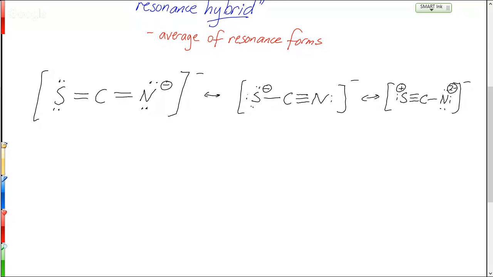Anytime you have a greater than 1 formal charge, either plus or minus, that's a good sign that that's not a great resonance form. So what this tells us is if we want to get a picture of the overall structure of the thiocyanate ion, we would say, all right, here are the 3 resonance forms. Which are going to be the most important? We know those first 2 are going to be the most important contributors to the overall structure.